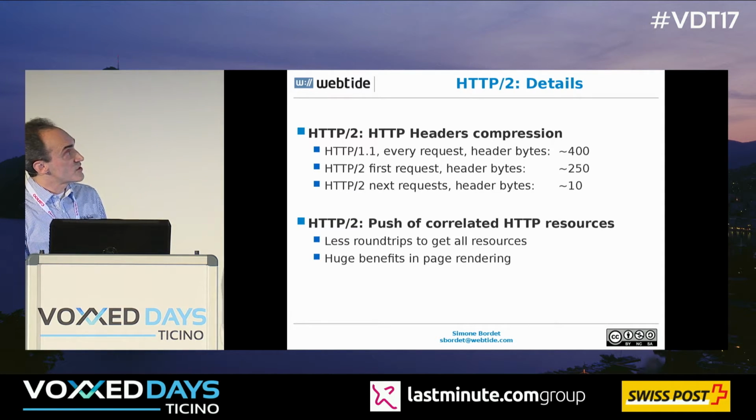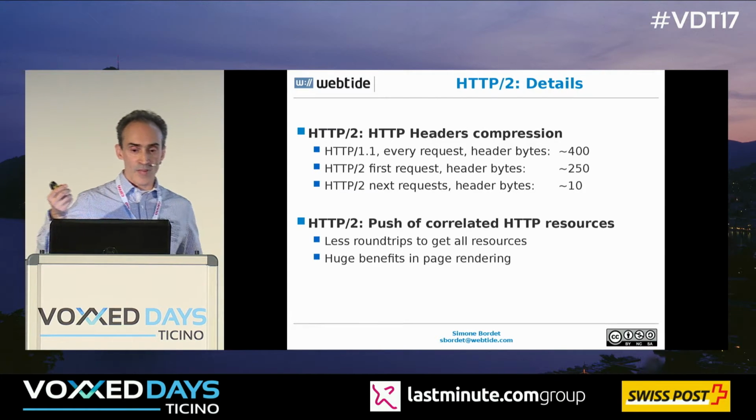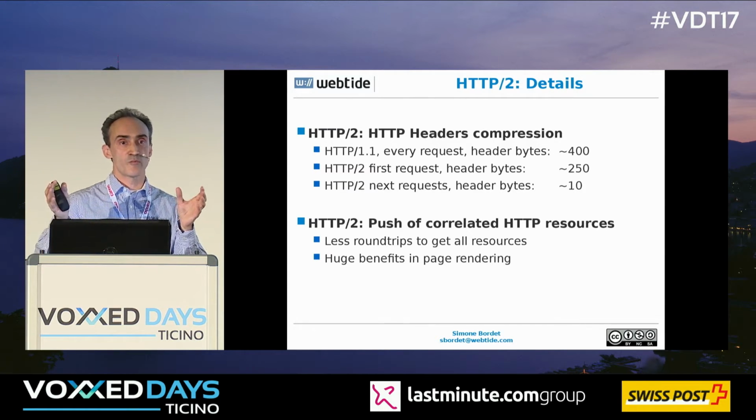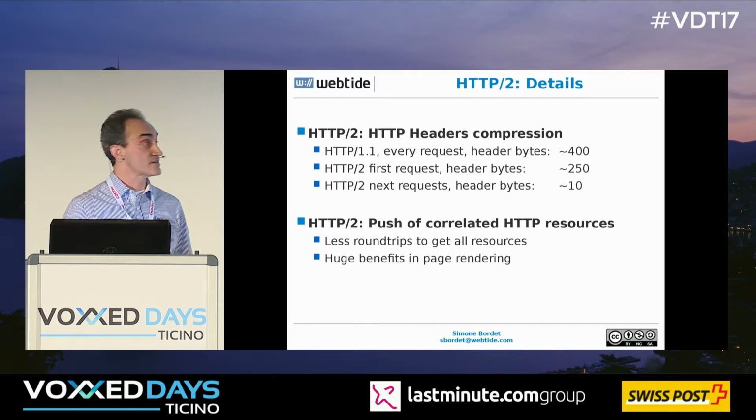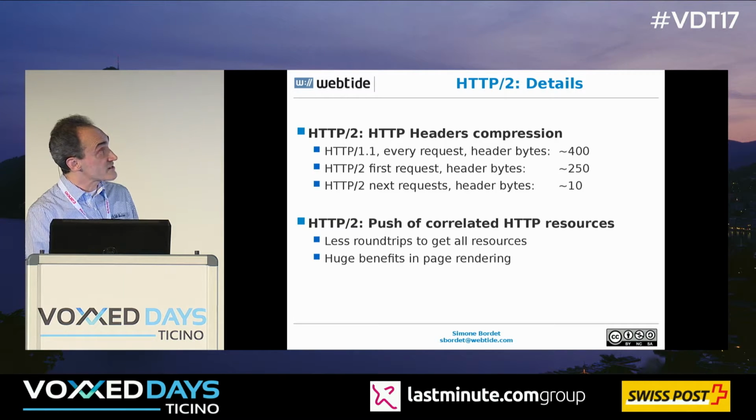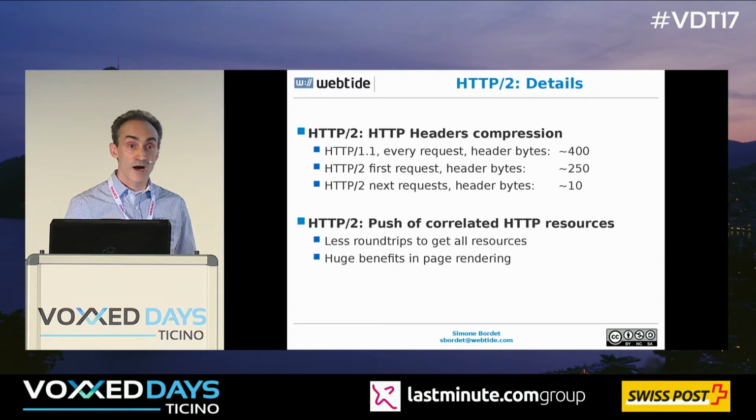So what HTTP2 can do is compress these headers and say, okay, I'm going to compress this information for the first request. A typical HTTP 1.1 request is 400 bytes, like a small one without cookies and stuff. But in HTTP2, the first request is already 250. It's already less. But all the next requests can go back down to 10 bytes, only 10 bytes.